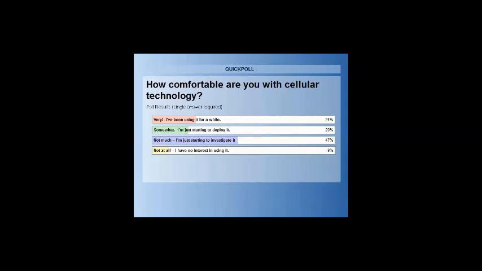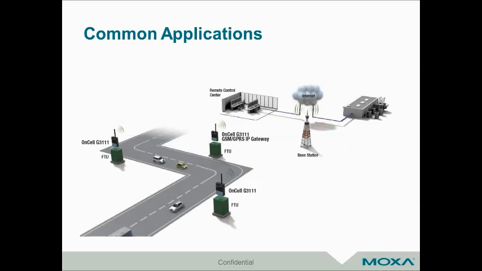So here are the results that you've put in. Most of you have just started to investigate cellular, which is great. Hopefully we can give you some education in terms of the technology. Next, it looks like you've been using it for a while. Some of you have just started to deploy it, and 9% of you say, no, cellular is not for me. Thanks for answering. Some great feedback for us here.